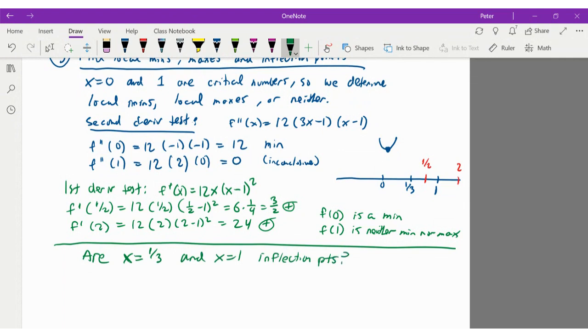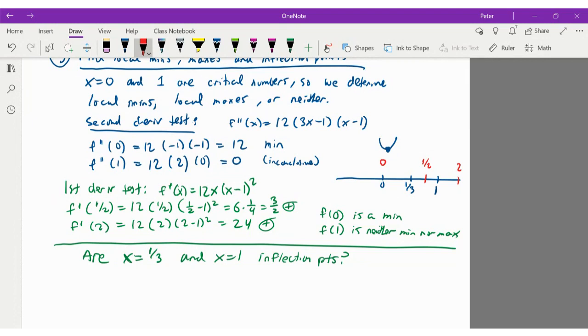And what we want to do is test values that are on either side of these points, or between them, to see whether concavity is changing from positive to negative or vice versa. So the points that I'm going to choose are 0, 1/2, and 2.